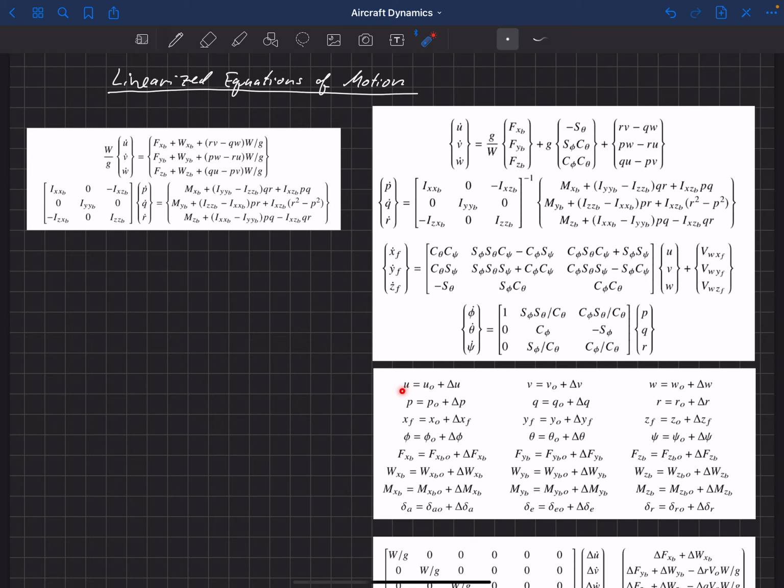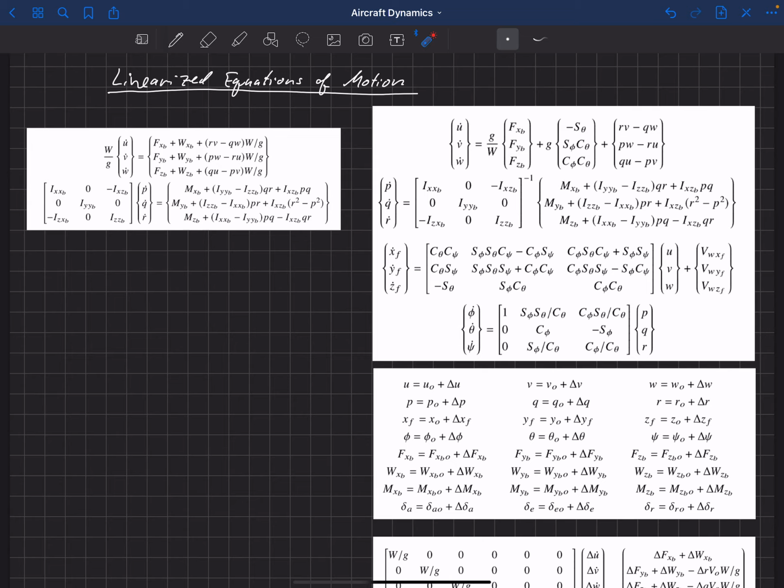Okay, so for example, our u velocity is u naught plus delta u, v is v naught plus delta v, w equals w naught plus delta w. We can do the same with p, q, r, x, y, z, phi, theta, psi, and then our forces in our body fixed coordinate system. So these are fx, fy, and fz. Our weight vector, and this is where we're going to come back over here and use this form of this equation. So wx, wy, and wz. And then our moment vector, mx, my, and mz.